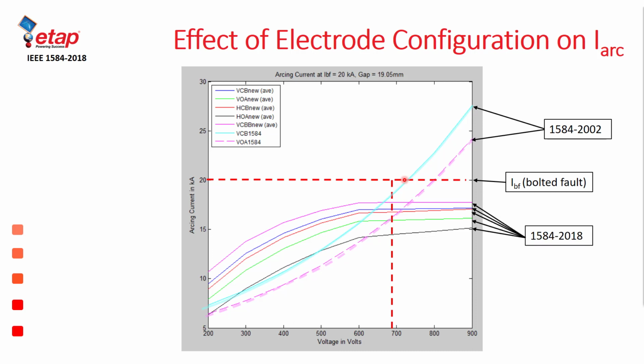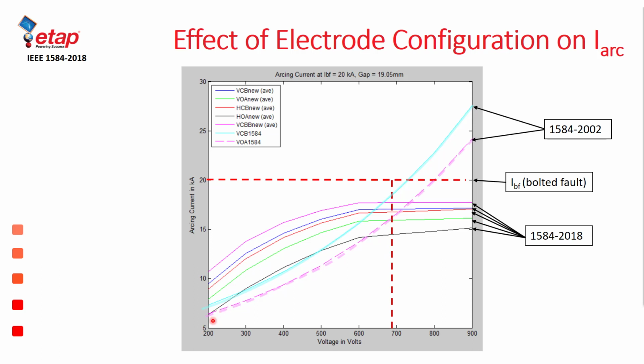Next, I'd like to show the results, or the family of curves, that represent the arc current for the IEEE 1584-2018 model. On top, we see the results for the BCBB configuration. And as expected, this configuration yields consistently the highest magnitude of arc current.